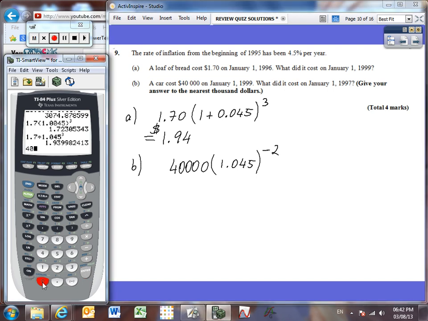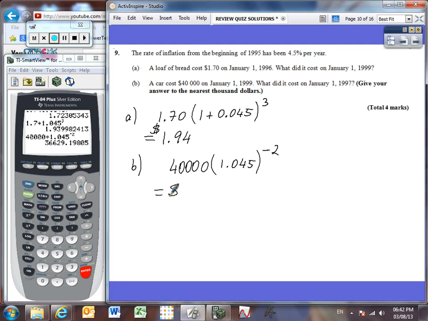But because we're looking 2 years in the past, we make it to the power of negative 2. So 40,000 times 1.045 raised to the power of negative 2. And that gives us an answer of 36,629.20 when I round to the nearest cent.